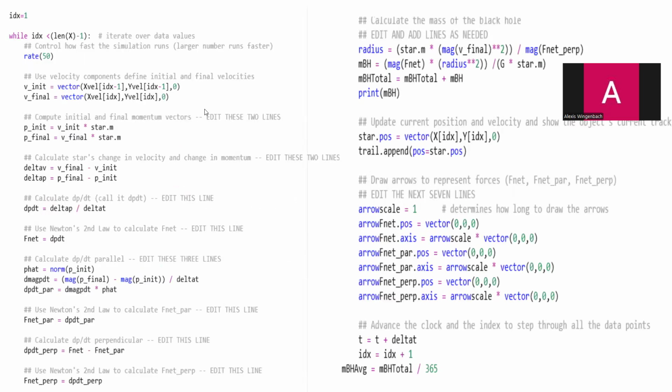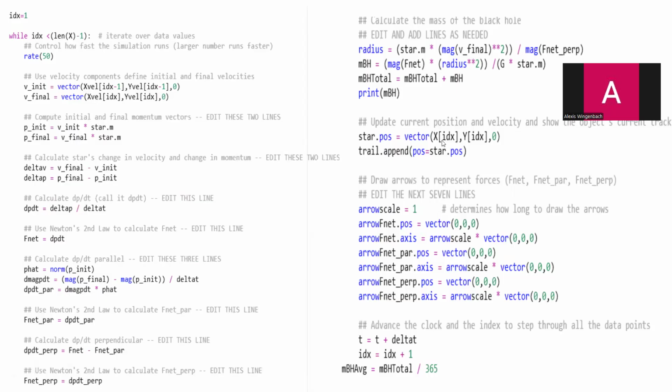In order to find the mass of the star, we're going to start by computing our initial and final momentum vectors, and then we're going to use that to get delta V and delta P, and from there we can calculate dP over dt, which is our net force. Then we can calculate from that the parallel force, and then we can subtract the parallel force from our total force in order to get our perpendicular force.